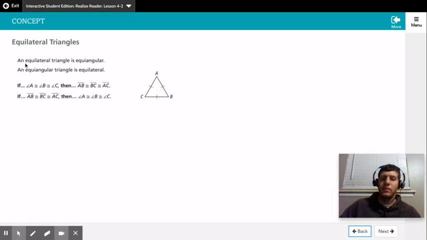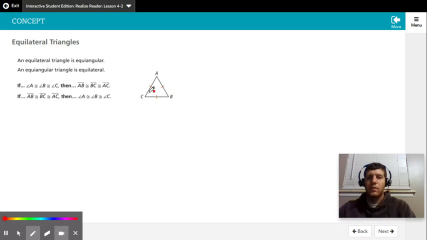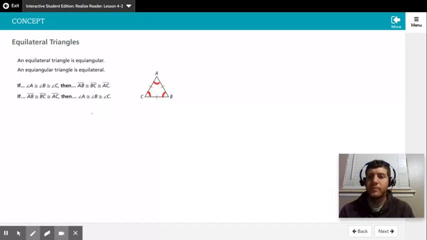So basically, all we're talking about here is that if we have an equilateral triangle, then it's also going to be equiangular. So if all the sides are the same length, then all the angles are going to be the same, right? They're all going to be congruent here. Angle A, angle B, and angle C will be congruent. And vice versa, if the angles are congruent, then the sides are also going to be congruent as well.